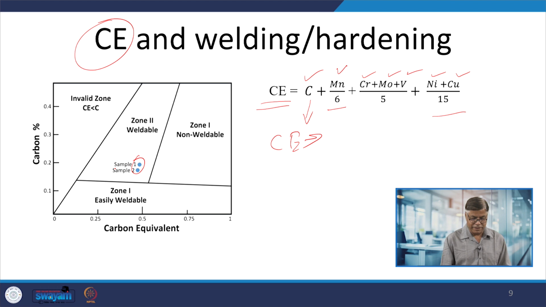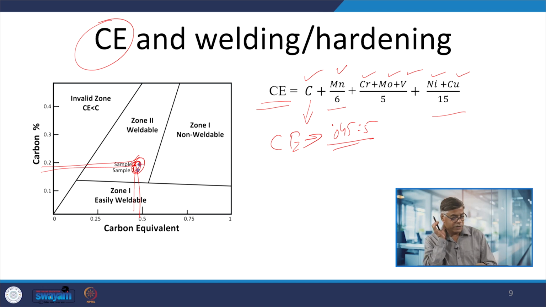So, for this steel composition, when the carbon equivalent was calculated, it was found to be around 0.45 to 0.5. Okay. So, if the two samples were analyzed, these were in this zone. This is the carbon equivalent thing, and for a given carbon content, say 0.19 or 0.2, accordingly we can locate where the steel will be falling.